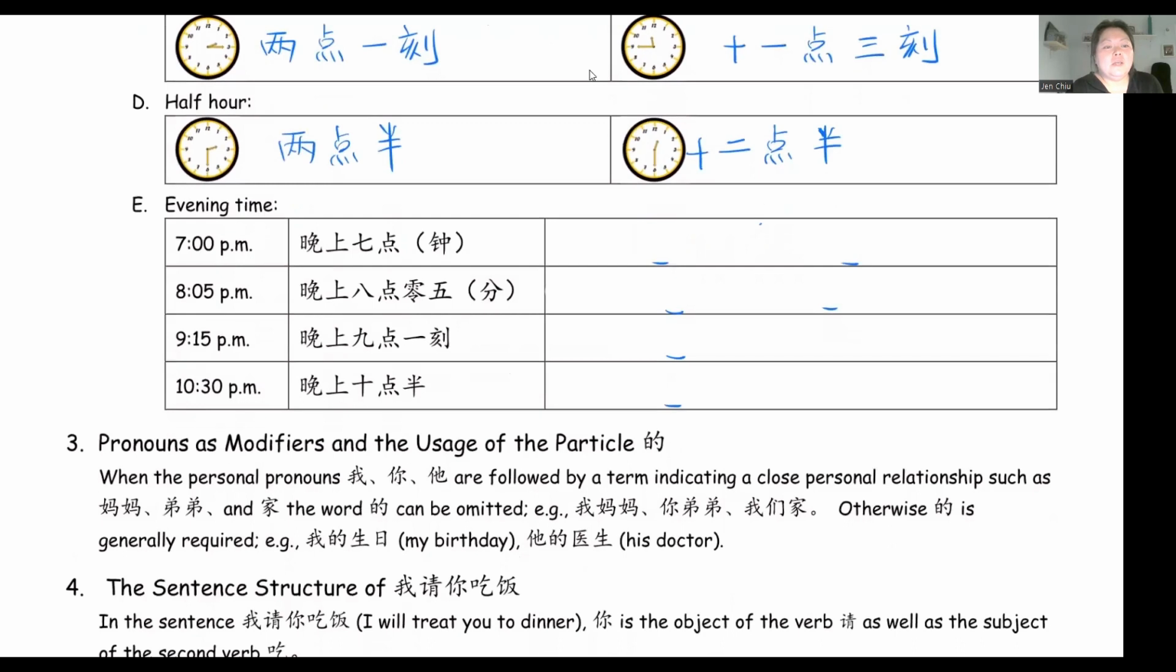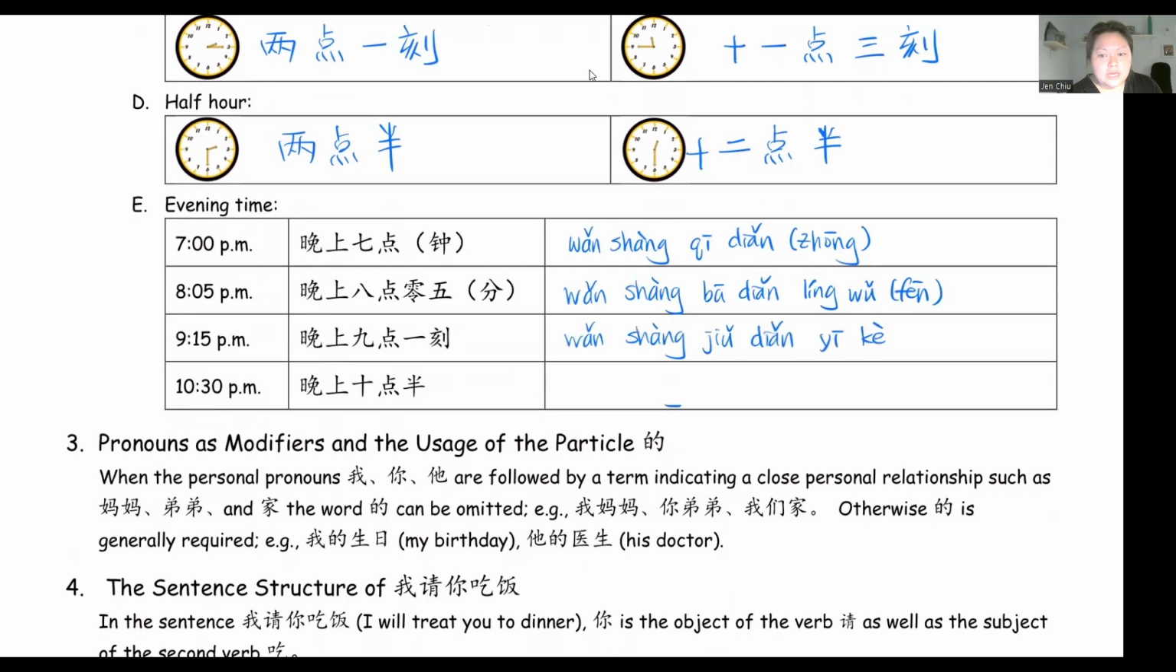Okay. So evening time, PM. These are all PM. See, notice how I said it's really after 6 o'clock, then you really consider it as like 晚上. So all these are 晚上. So here I would like you to fill in the pinyin for them to know how to say it. All right. So first one will be 晚上7点钟. And then 晚上8点05分. 晚上9点1刻. And then 晚上10点半. Okay. All right. Moving on.